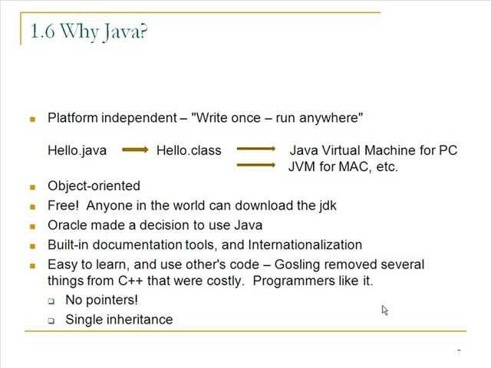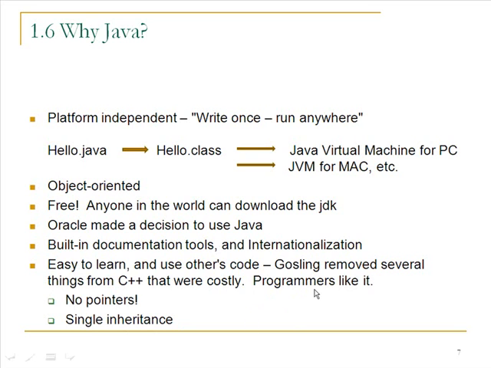And programmers like this. They can write code quickly, and they can look at other people's code and understand what it's doing much more quickly than the competing languages, in particular C++. So if you know any C++, these two things would be important to you. There are no pointers in Java, and Java is an object-oriented language that uses single inheritance. If those don't mean anything to you, they will before we're done.